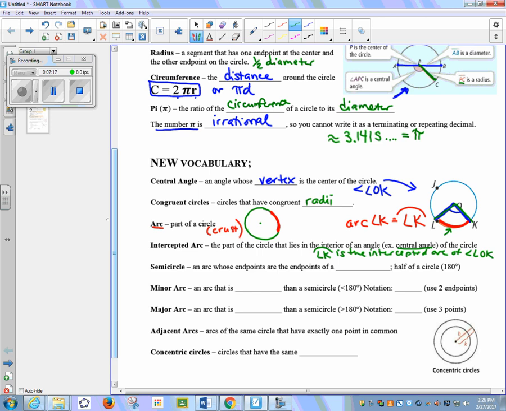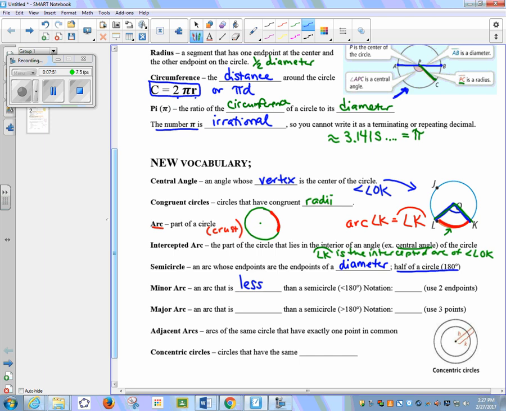All right, a semicircle, another vocabulary word here. A semicircle, you've probably heard of before, is an arc whose endpoints are the endpoints of a diameter of the circle. So it's really half a circle, 180 degrees. Remember, circles go 360 degrees around. A semicircle is half that, 180 degrees around. A minor arc is an arc that is less than a semicircle, less than 180 degrees.